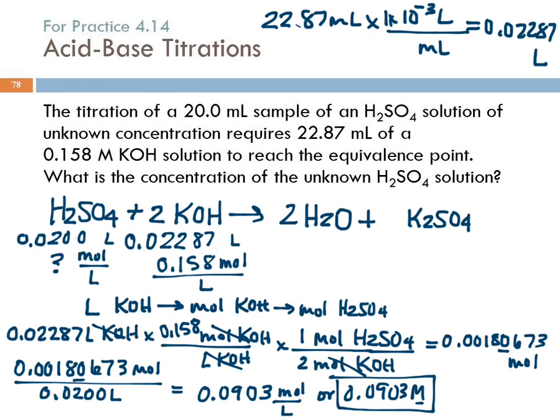We're not just adding water to something. We have a chemical reaction occurring. Chemical reactions, we use stoichiometry. So we've got liters to moles, and then we're going to divide by the volume, and we get the molarity. Any questions?